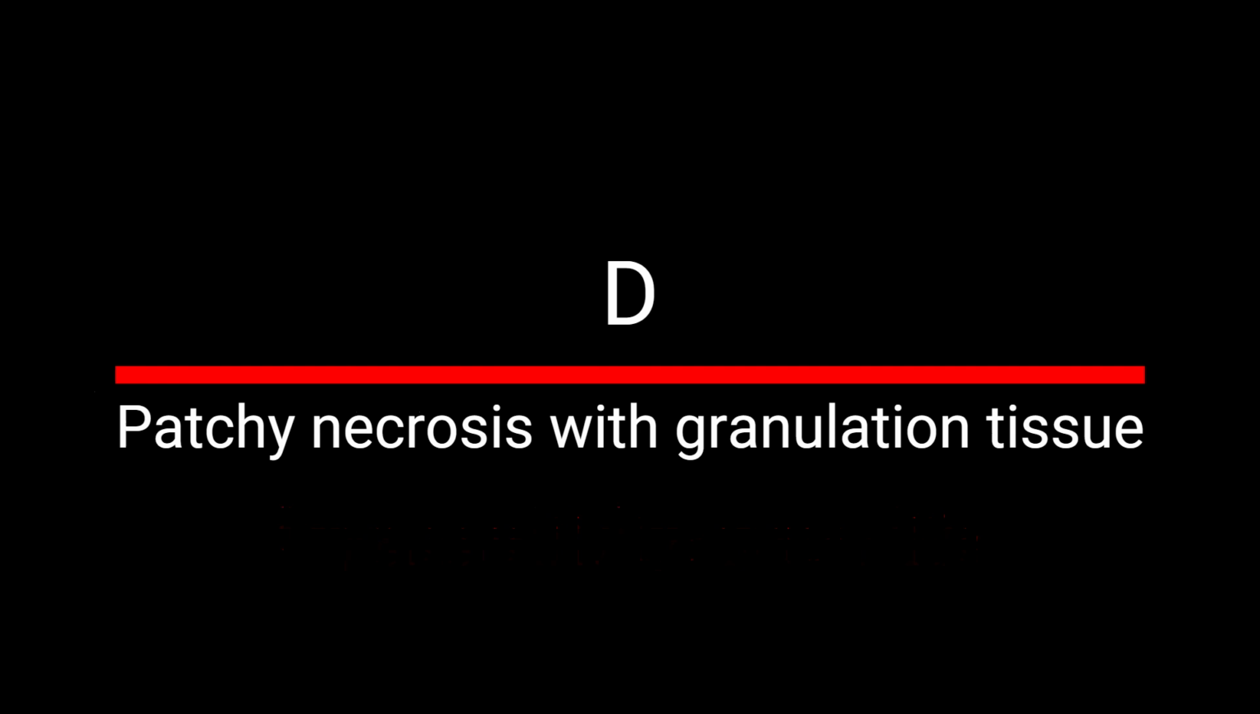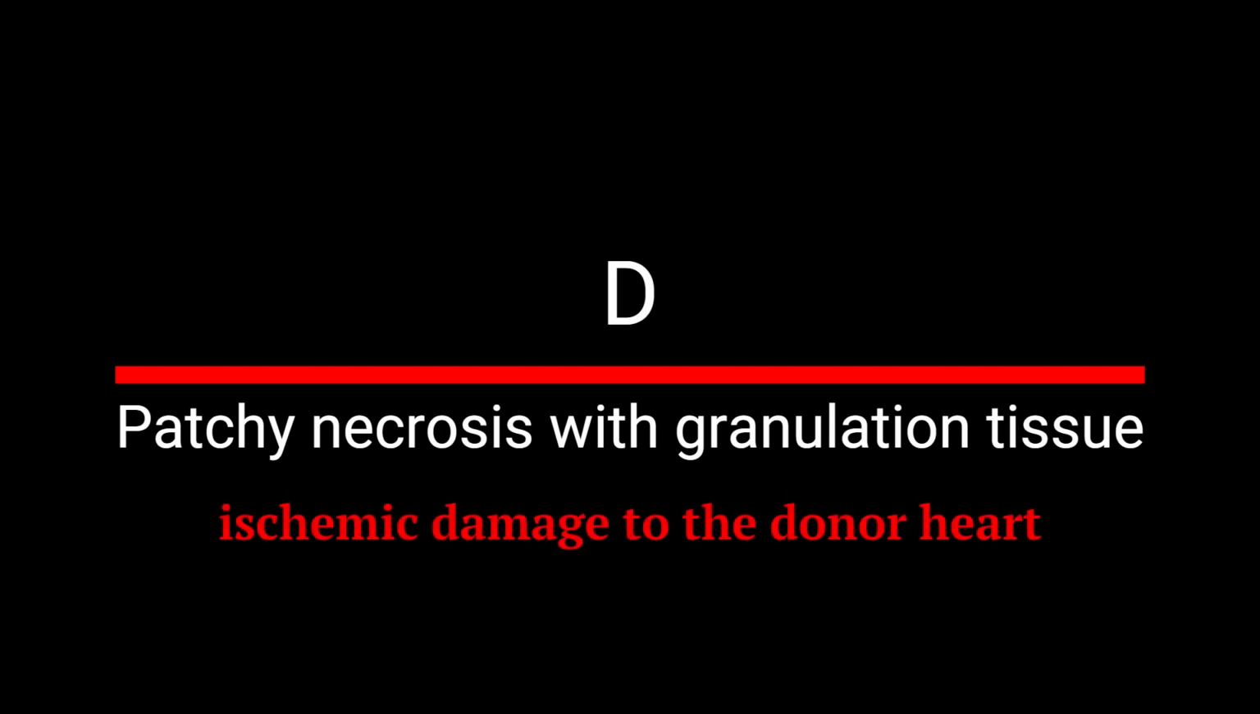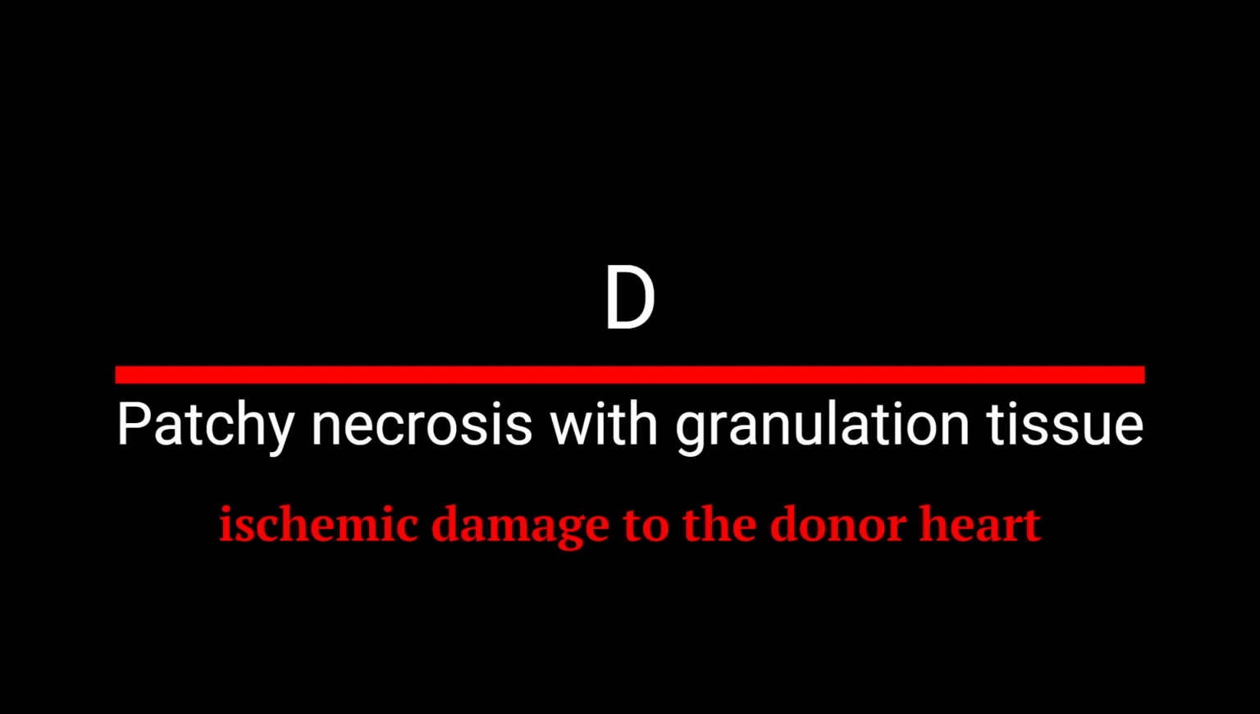D. Patchy necrosis with granulation tissue. Patchy necrosis with granulation tissue is indicative of ischemic damage to the donor heart. Ischemia in a donor heart can occur in a variety of situations, including ischemia during attempted resuscitation of the donor patient, during transport of the organ from the donor to the recipient, and acutely during initial perfusion of the organ after transplantation. Ischemia can also occur simply due to atherosclerosis in the donor heart causing classic myocardial ischemia.